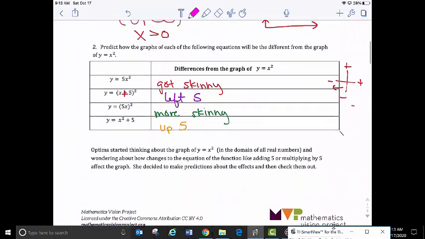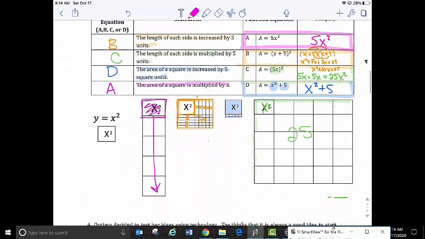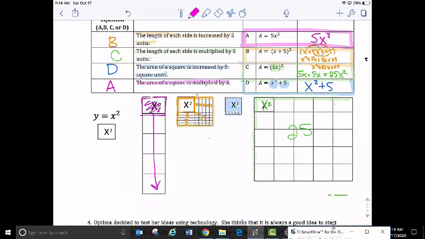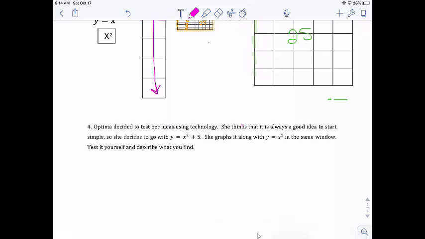Here we looked at them on a graph. Here we're looking at them in kind of algebra tiles. And now let's put this all together. Optima decided to test her ideas using technology. She thinks that it's always a good idea to start simple, so she decides to go with x squared plus 5, which is what we did right here.